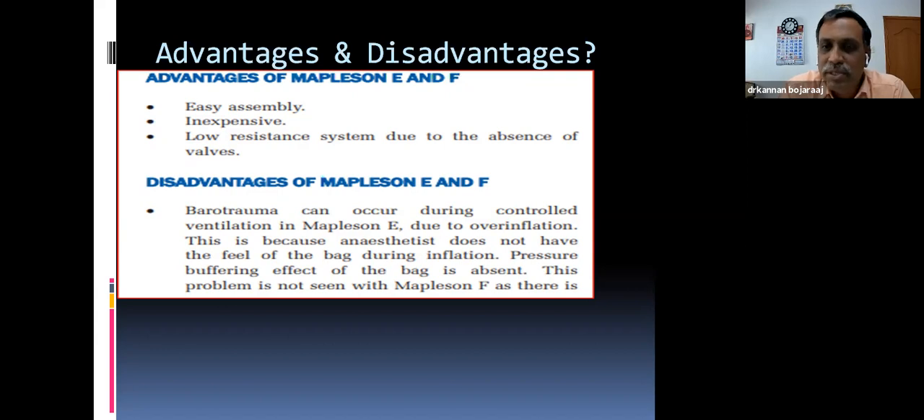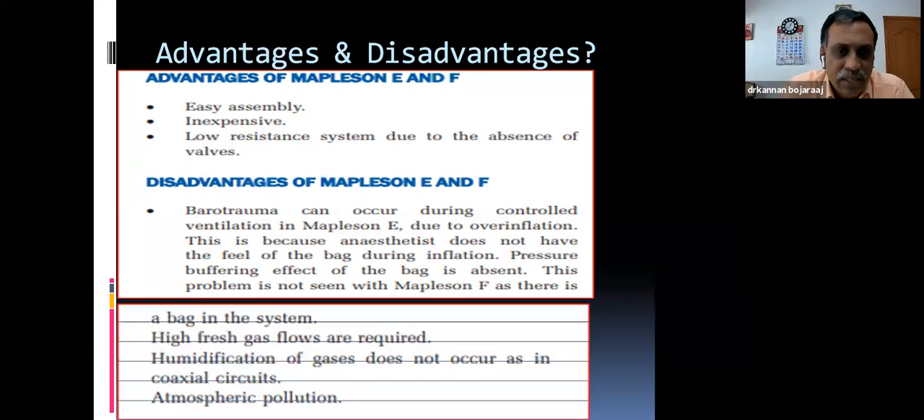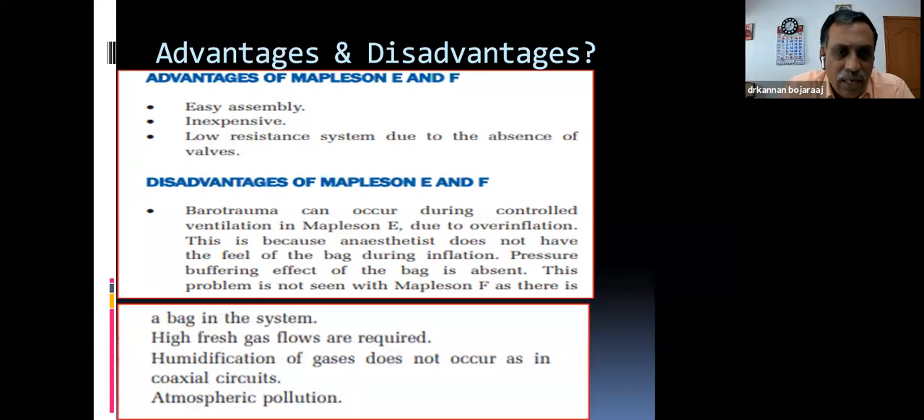It is not a problem seen with the Mapleson F, because the bag is inside the Mapleson F system. And high gas flow is needed, which leads to atmospheric and theater pollution and wastage of gases, and there is no economy. There is a loss of gas, and humidification of gas does not occur because there are no coaxial circuits present in the pediatric systems. That is the Mapleson E and F system.